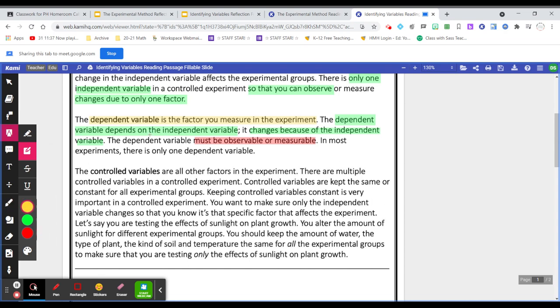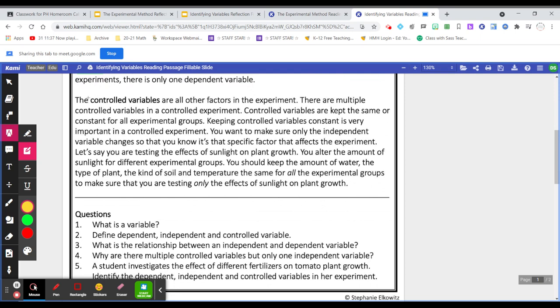Our final variable is the controlled variables, and these are other factors in the experiment. There are multiple controlled variables in a controlled experiment. Controlled variables are kept the same or constant for all experimental groups. So kept the same or constant. I'm going to highlight that. Keeping controlled variables constant is very important in a controlled experiment.